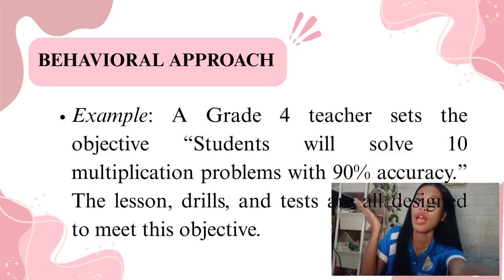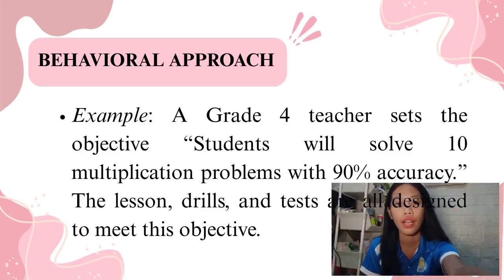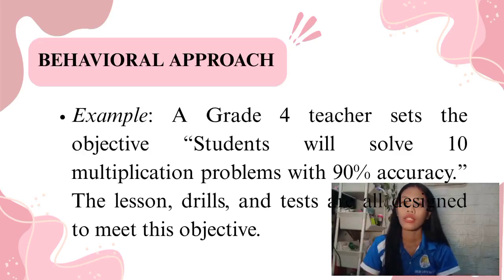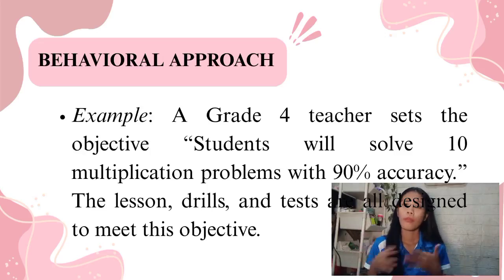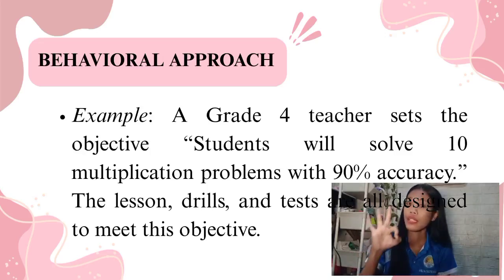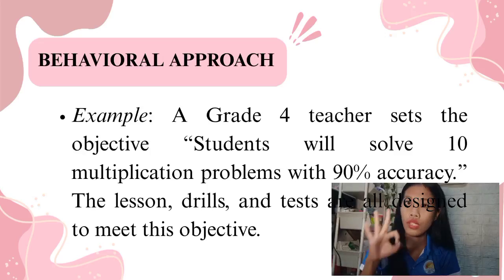For example, a grade 4 teacher sets the objective: students will solve 10 multiplication problems with 90% accuracy, because that is the goal. The drills, the lessons, and even the tests are all designed to make sure students will reach that outcome. So it is really visible that the behavioral approach is focused on measurable objectives. It is direct, specific, and it tells us what the students will achieve.